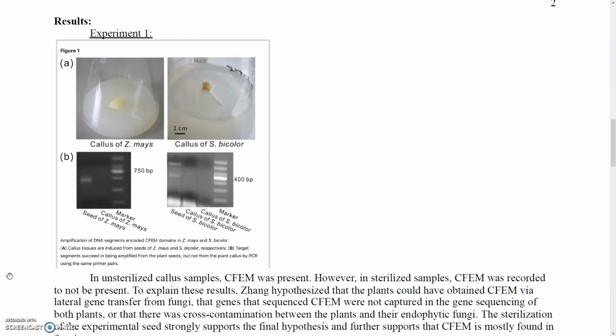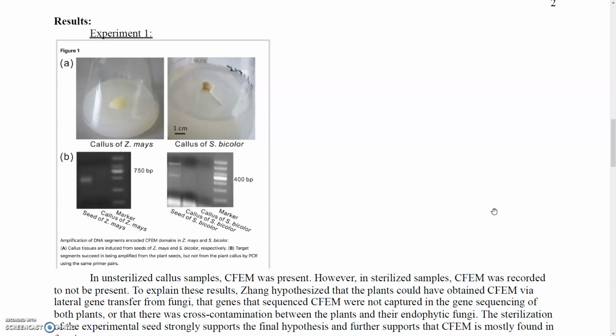Those that matched CFEM closest were then plotted onto a phylogenetic tree. Results. Experiment 1. In figure 1, we can see a picture of the calluses from Zea mays and S. bicolor. And in part 2, we can see the gel electrophoresis, which uses CFEM as a marker and compares it to the plant tissues taken from both plants. In the unsterilized callus sample, CFEM is present. However, in the sterilized sample, CFEM is not present.